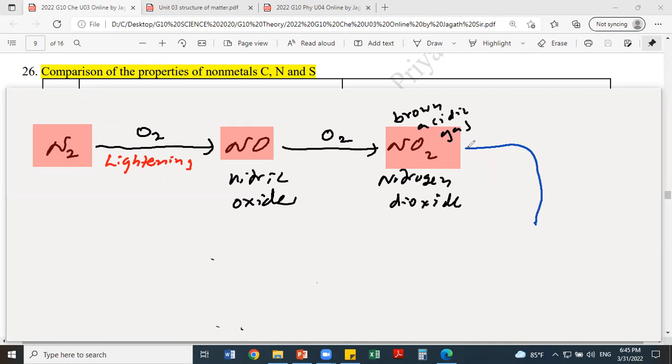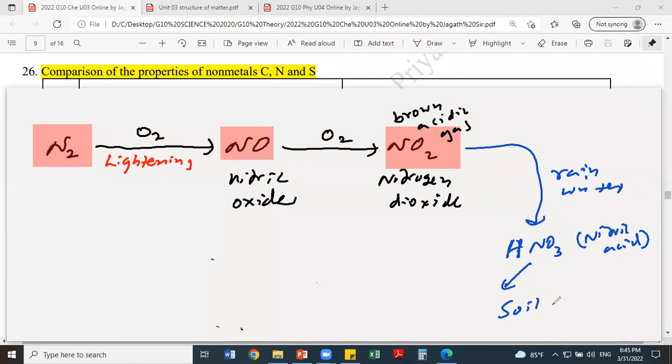It dissolves in the rain water, forming an acid called nitric acid, HNO3. What is this acid? Nitric acid. But it is not strong enough to cause acid rain. But if you release too much man-made nitrogen dioxide, that can be a problem; this is a natural process, not a man-made thing. So the nitric acid is added to the soil with the rain. So the soil contains what? Nitrogen compounds. That's how nitrogen is added to the soil.